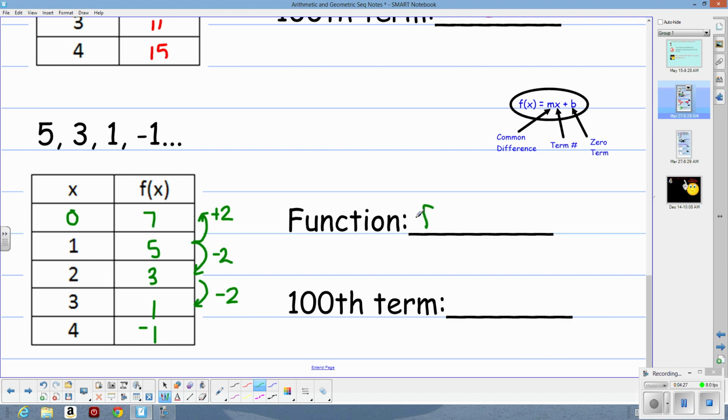So that means my function is going to be f of x equals my common difference, or what it's changing by. It's changing by -2, or going down 2, times the term number plus the zero term, which is 7. So f of x equals -2x plus 7. Now to find the 100th term, f of 100 equals -2 times 100 plus 7. Well, negative 2 times 100 is negative 200, plus 7 is a negative 193.